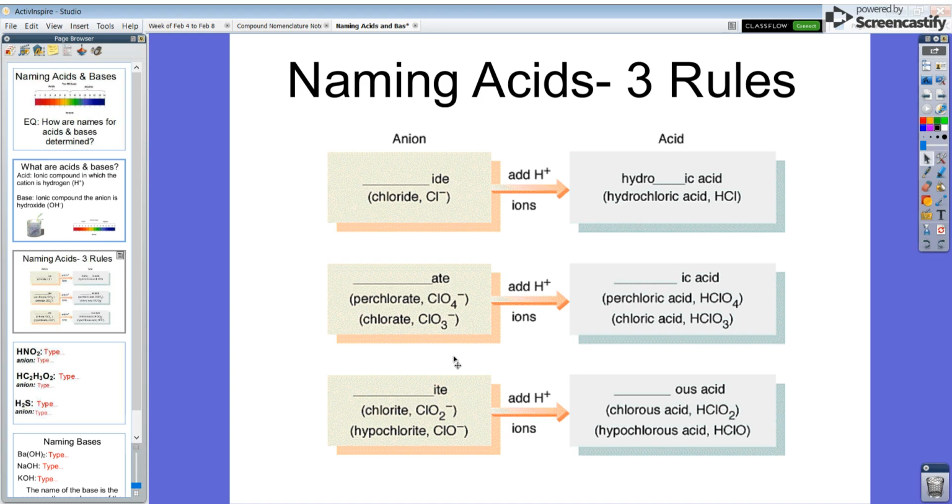The other kind of acid name that you're going to encounter are ones where the polyatomic anion might end in "ite," something like chlorite. In those instances, you add the suffix "ous acid" to get the name of the acid. So if the anion in the acid is chlorite, the name becomes chlorous acid. So let's look at a couple examples, okay?